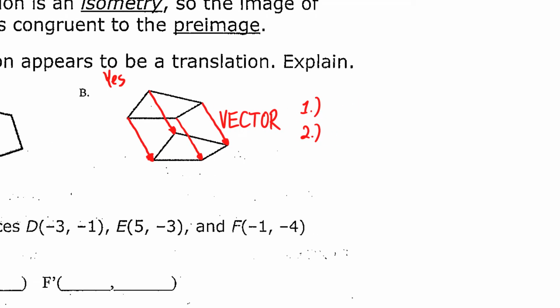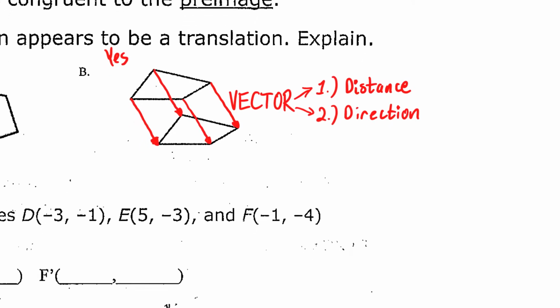Number one, it tells us the distance, which can be stated as magnitude, like when talking about force, which you'll definitely see when you get to physics. So a vector tells you how far to go, and it also tells you what direction to go. A vector does two things: distance and direction.